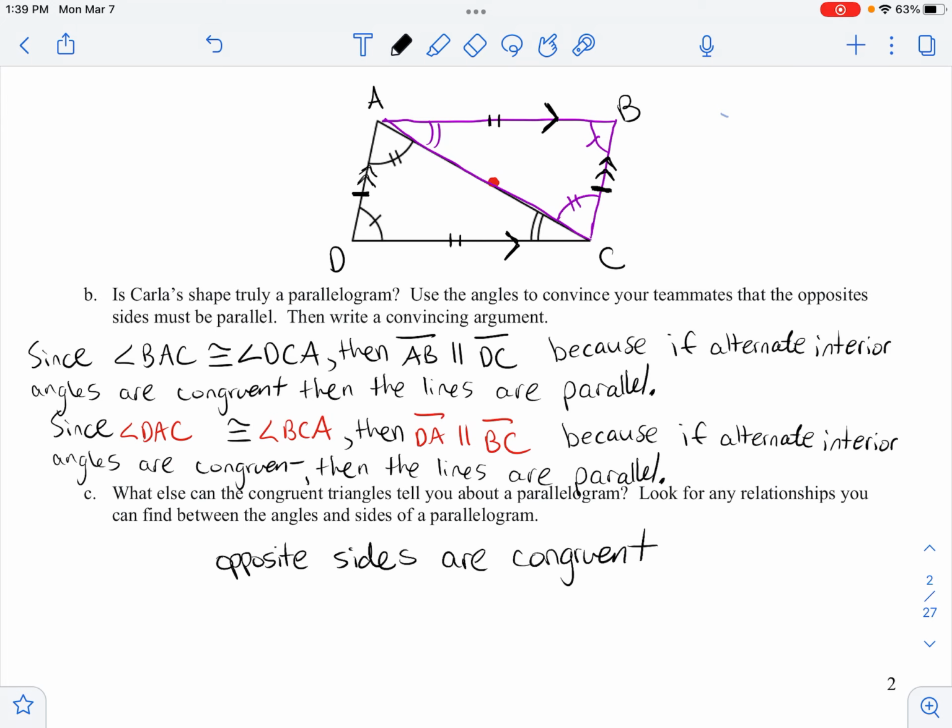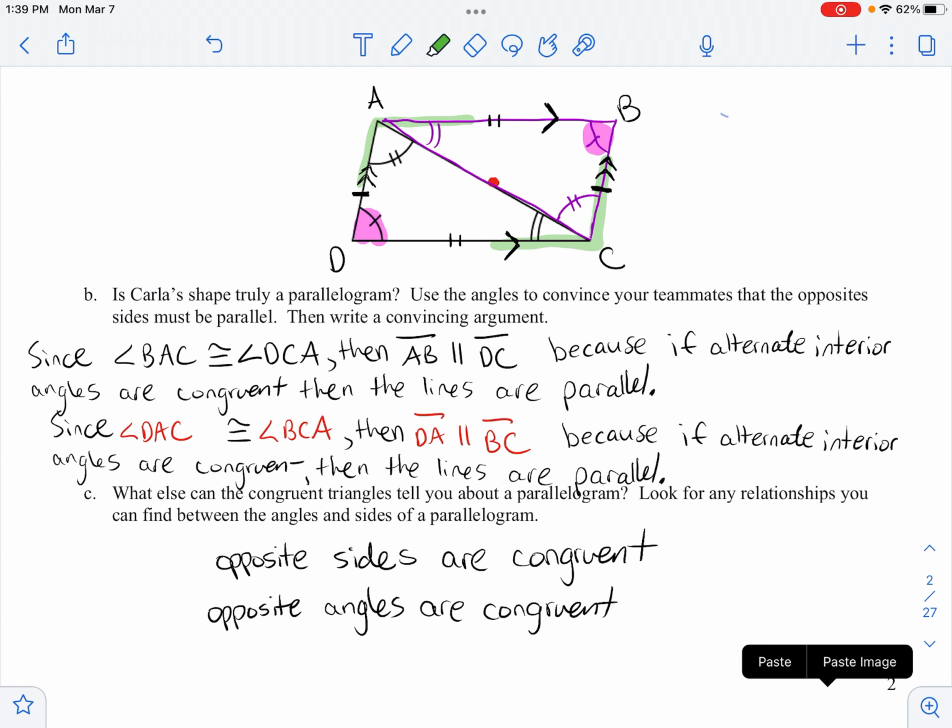And we can also prove or show that opposite angles are congruent. Take a look here. We've got angle D and angle B here. They have the same tick mark, so they're going to be congruent. And then also if you take a look over here, angle DAB and angle DBC, they're congruent too because you're adding congruent angles together, then those should be congruent as well.